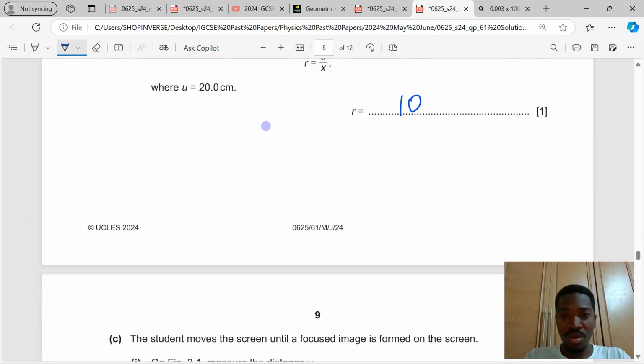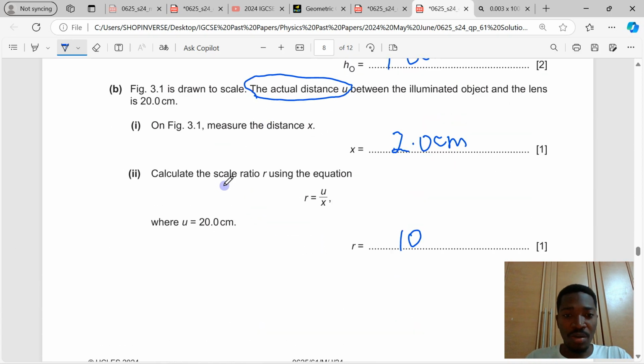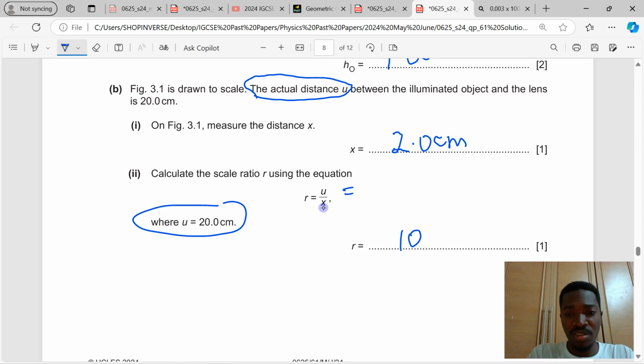Back to what we're talking about. Calculate the scale ratio R using the equation R equals U over x. You are given U as 20 centimeters. Since U is 20 centimeters, divide 20 centimeters by 2.0. I will get 10, and that's how I got this R as 10.